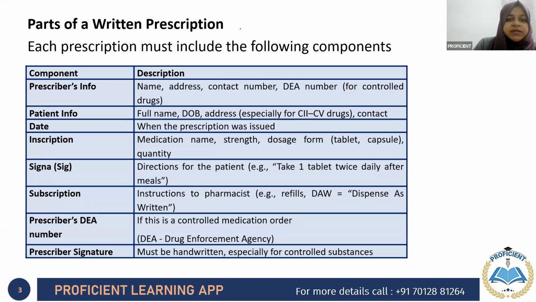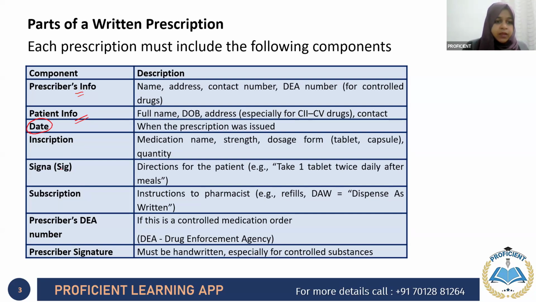What is present in a prescription? First, there will be the date. The date has to be there, right? Then there will be the patient's information: name of the patient, date of birth of the patient. The address is present only when we are talking about controlled drugs, like diazepam, morphine and so on. When you are giving those, you have to have the full address of the patient. And also the prescriber's data. So the date, patient's information and prescriber's information will be there.